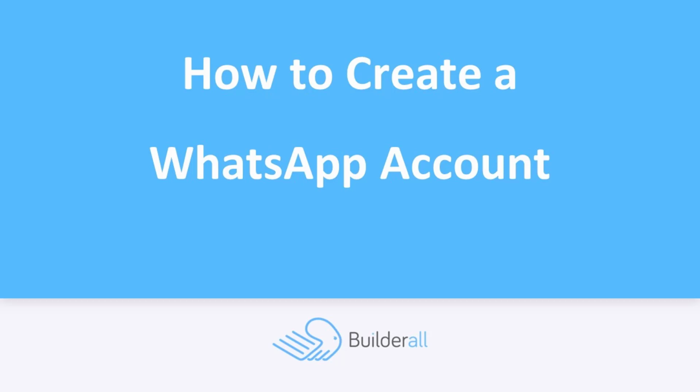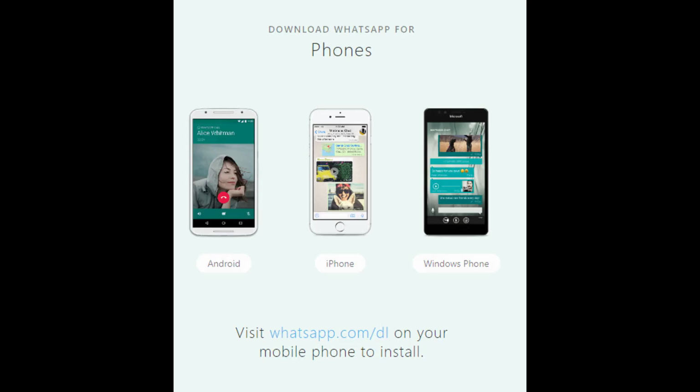Whenever you go and create an account, they're going to send you a text message with a code that you need to use to activate your new account. So if you're on an iPhone, you're going to go to the App Store. If you're on Android, you're going to go to the Play Store. And you can search for WhatsApp and download it. Or on your phone, you can go to whatsapp.com/DL and it's going to download the app that's for your phone.